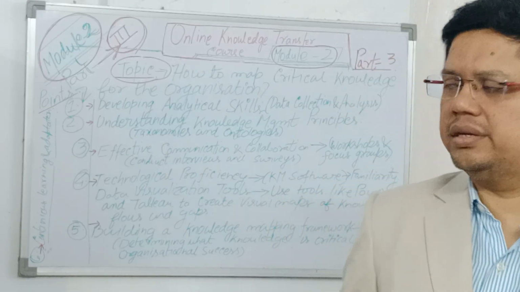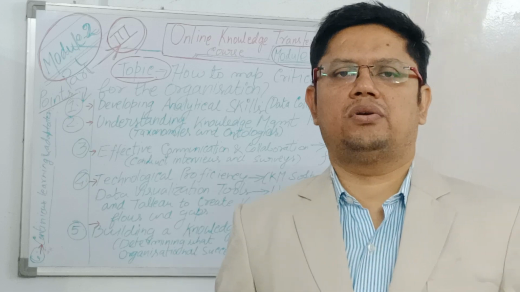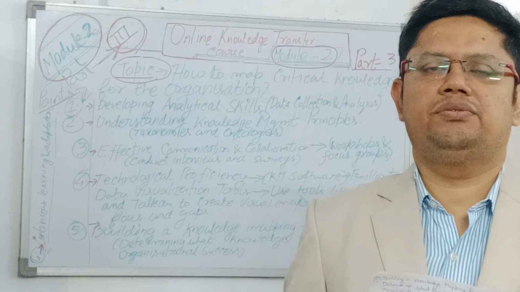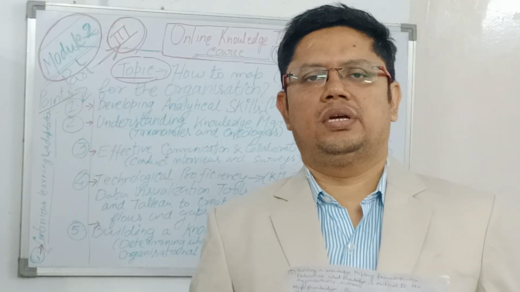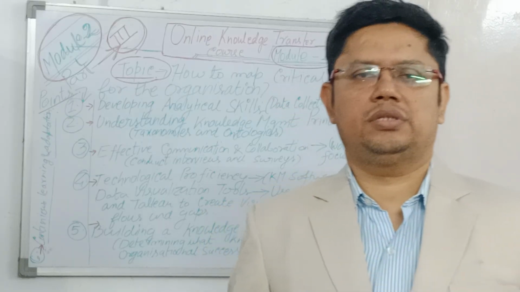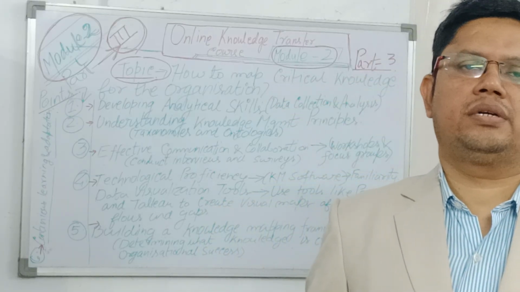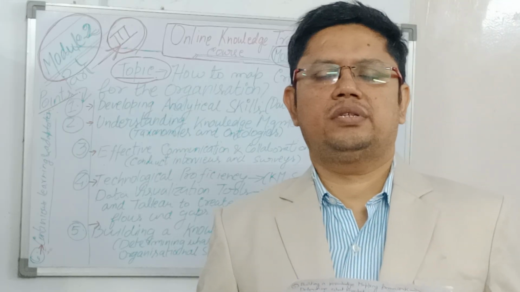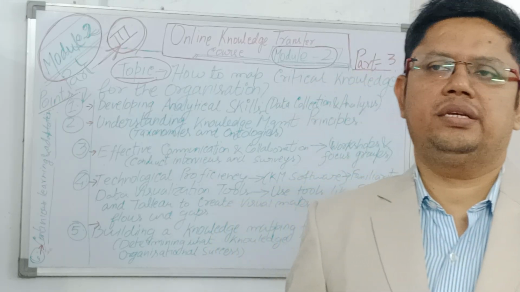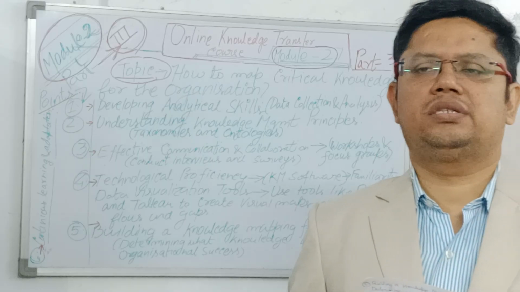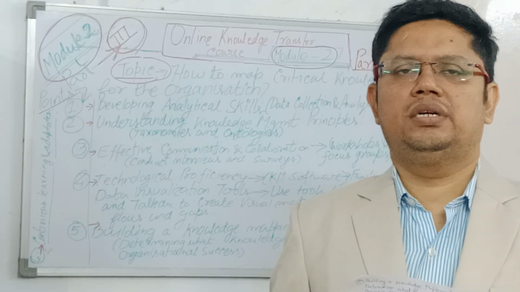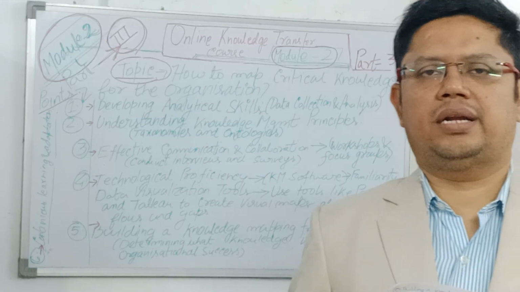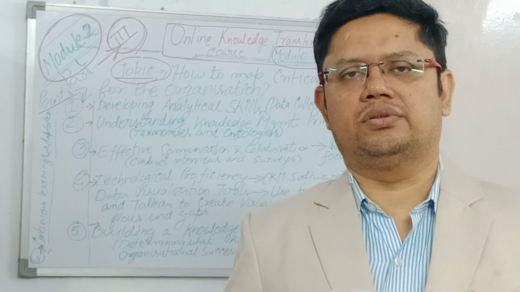Module 2, Part 3, where we are discussing identifying and tracking critical knowledge within the organization. And the first step in this process is collecting and analyzing data. The first step to understanding or tracking the critical knowledge functions in your organization is to collect the data related to it, and that is through surveys and interviews.